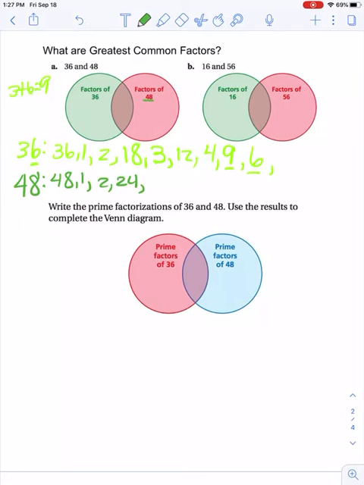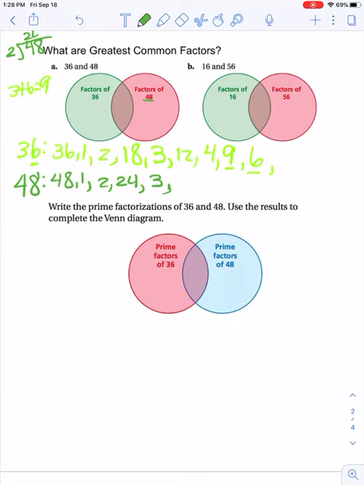And that might take you some time. You might have to do some long division like this, right? 48 divided by 2 goes in 2 and then 4. So 24.